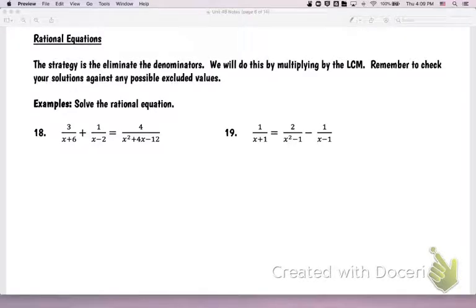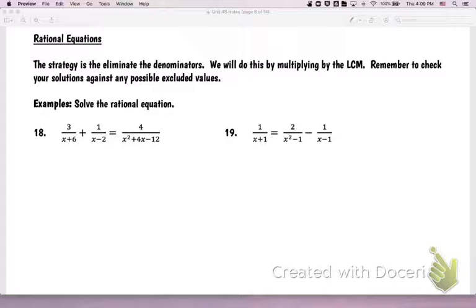Today we're going to look at solving rational equations. So this is different because now we've got an equal sign. When we were working with expressions, we were only allowed to multiply by 1 because we always had to keep the value exactly the same.